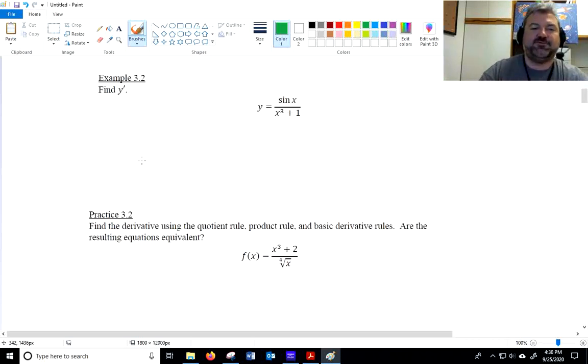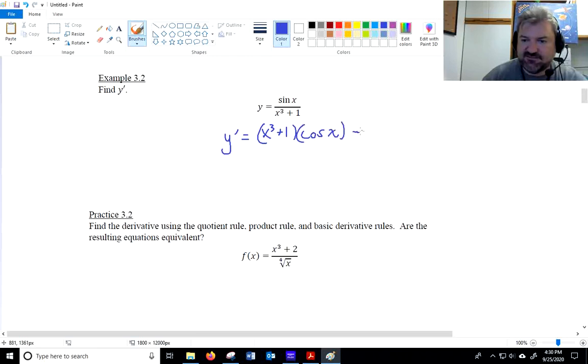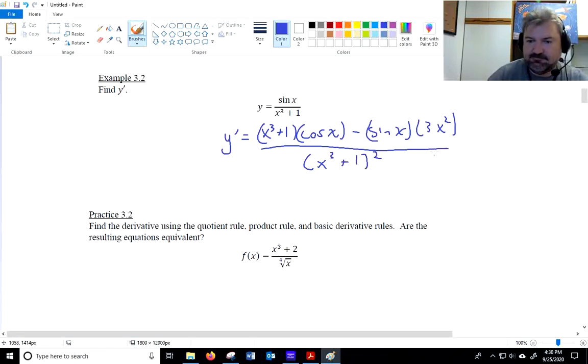All right, example 3.2. Let's find y prime. We know that y prime is just an abbreviation for dy dx, but we'll use it since they said so. So here we go. Low d high minus high d low all over low low. Low times low. There we go.